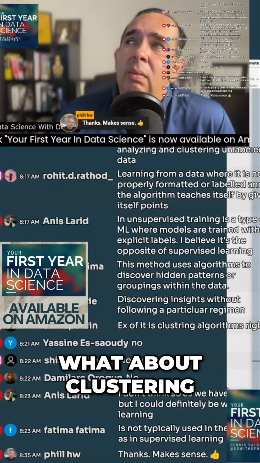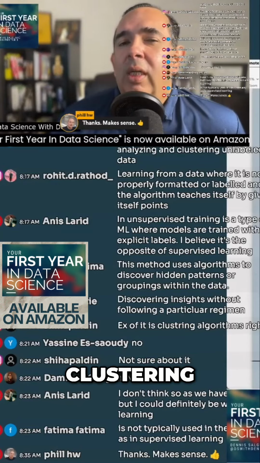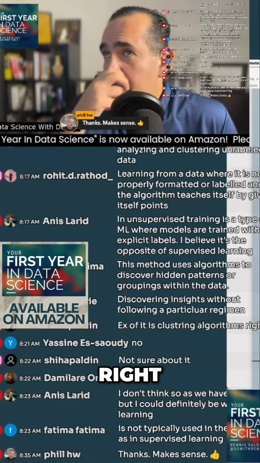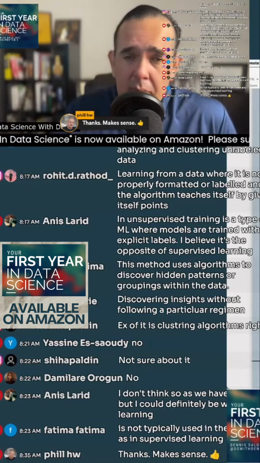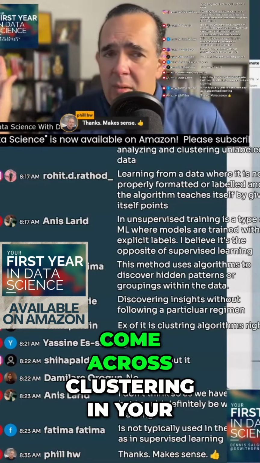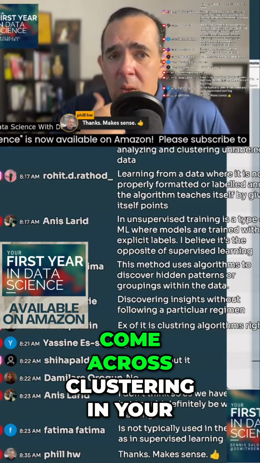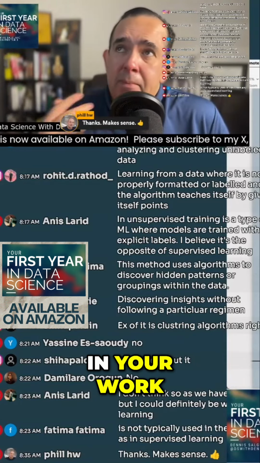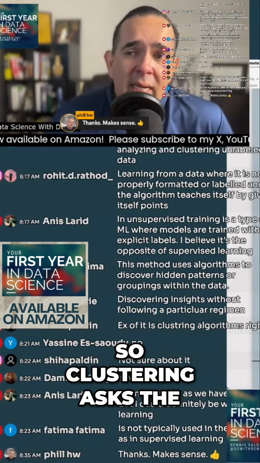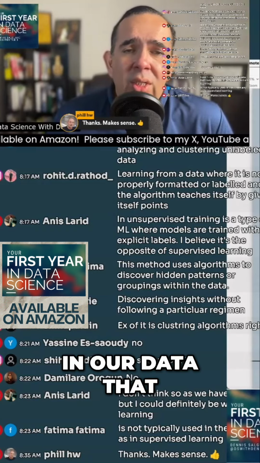What about clustering? Well, clustering I think is very, very interesting, right? And you are 100% going to come across clustering in your work. So clustering asks a basic question, right? What are the observations in our data that are unique?